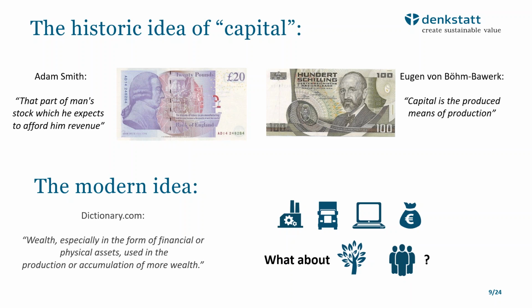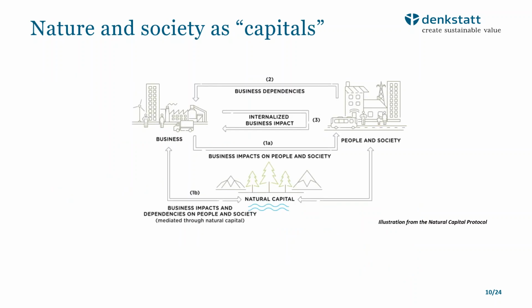context is important. Only it's less obvious than the company financials. So the idea of natural and social capital really is to try and take these environmental and social issues and try and make them comparable to economic capital. The idea of nature and society as capitals, here as illustrated by something called the Natural Capital Protocol, which we will tell you about in a second, is that basically the environment and society have value and they impact business.